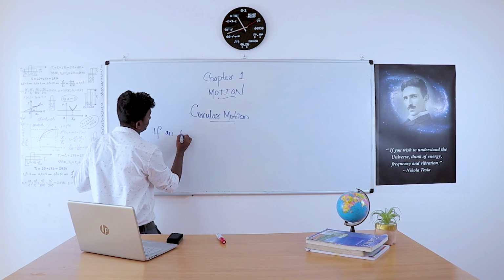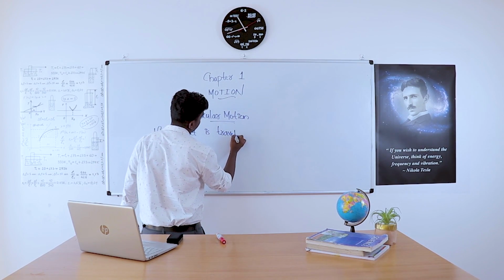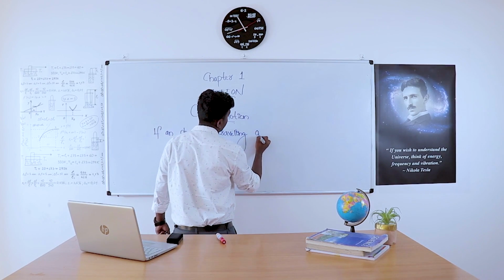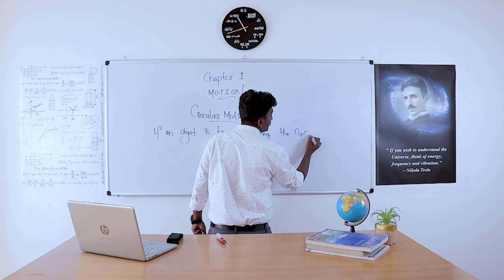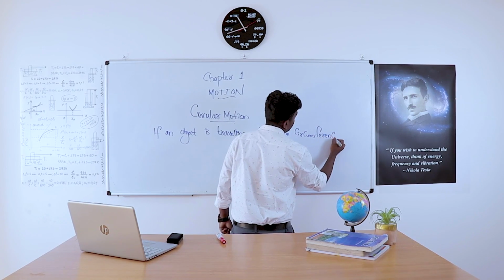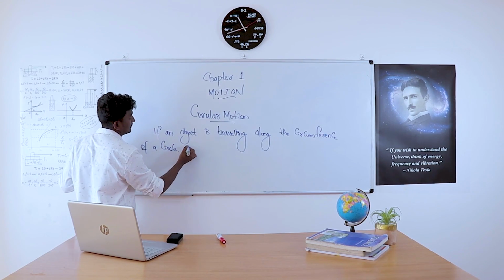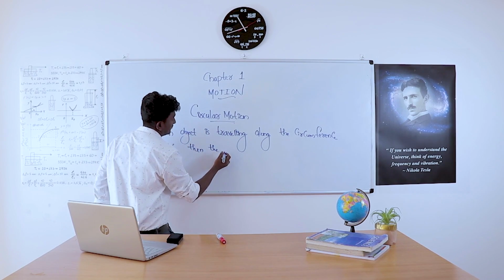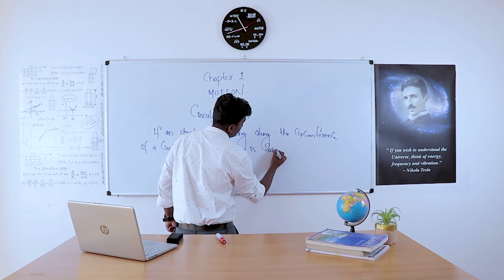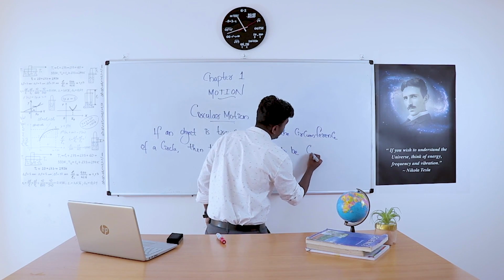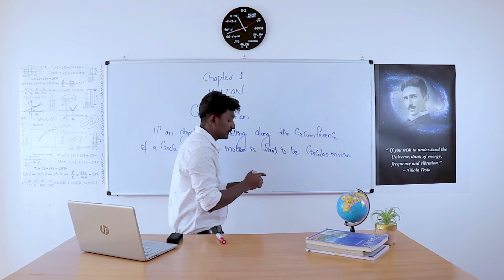If an object is traveling along the circumference of a circle, then the motion is said to be circular motion. That's what is called circular motion.